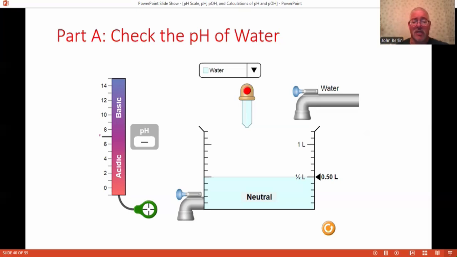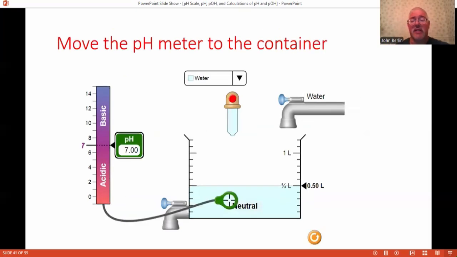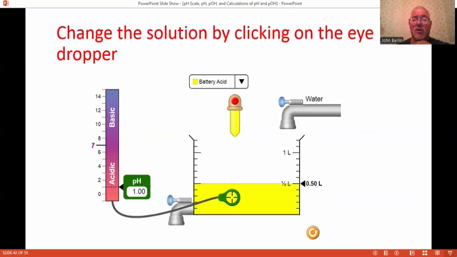You're going to have a little container that's going to be filled up with the liquid. The little tiny green thing, that's your sensor. And what you're going to do is move that sensor over to the container, and it's going to give you the pH. So in this case here, water, as we discussed before, it's neutral. It's a pH of 7.0. So when we switch it, you're going to go up to that little top there where the little down arrow is with the dropper. You click on that, you can switch between the different substances.